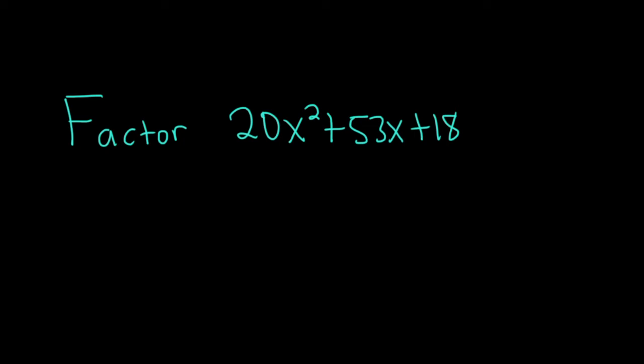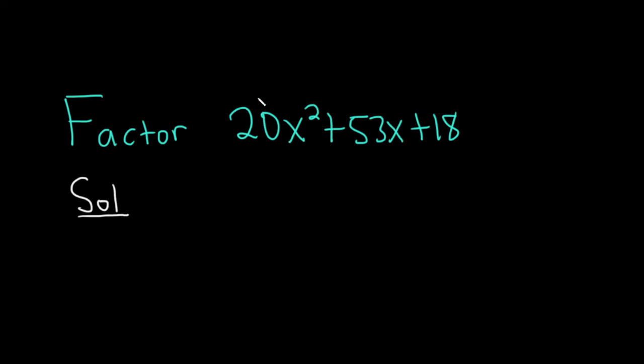Hi, in this problem we're going to factor 20x squared plus 53x plus 18. Let's go ahead and try to work through this solution. So it looks like we have numbers in front of all of the variables here, and I don't see a common factor that we can pull out from all of these numbers. So that's something we're not going to do.